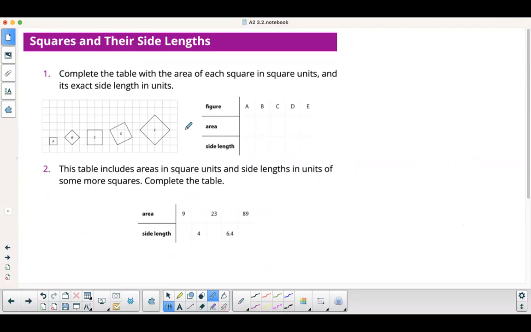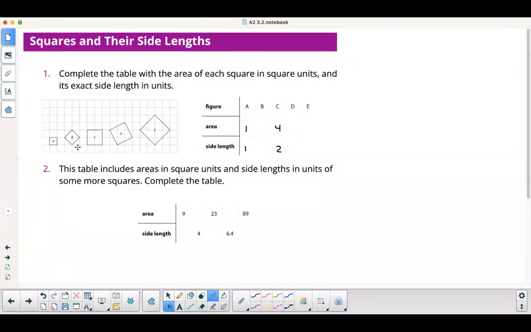All right. So we're going to use those concepts to find the area of all these squares. Complete the table with the area of each square in square units and its exact side length. I'm going to start with A. A is really easy. It's 1 by 1. So your side length is 1, and your area is 1 squared. If I go to C, C is probably the next easiest because it's not turned. This is a 2 by 2, so your side length is 2, and 2 squared gives you 4.